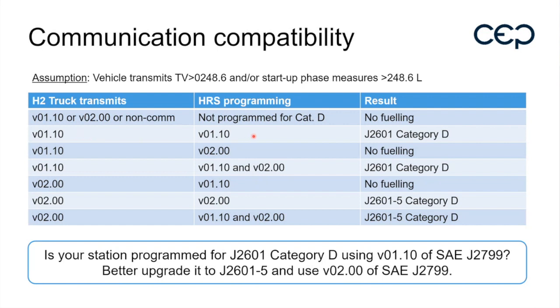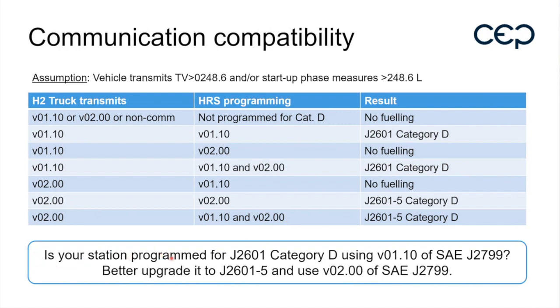The station is programmed for 1.10, like in Korea, then of course it will fuel according to category D, the light duty vehicle version. But if the station is programmed for only 2.0, there should be no fueling. Only if the station is programmed for both 1.10 and 2.0 can you fuel according to category D, light duty vehicle version. And the result for fueling according to dash 5 will only be achieved if both the truck sends version 2.0 and the station has been programmed for 2.0.